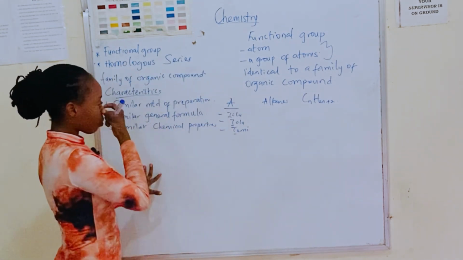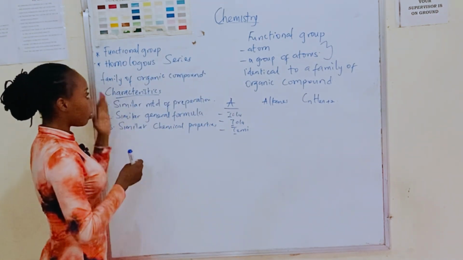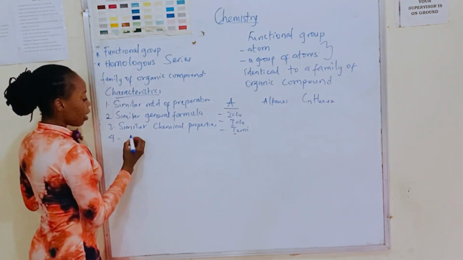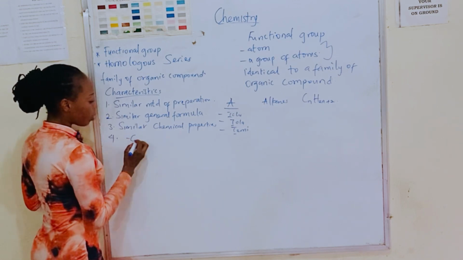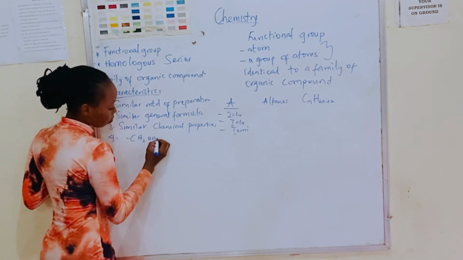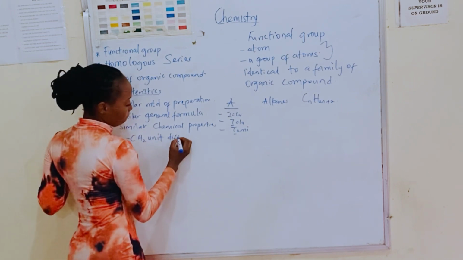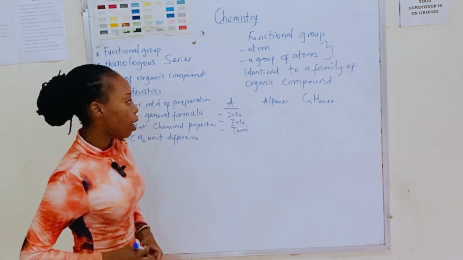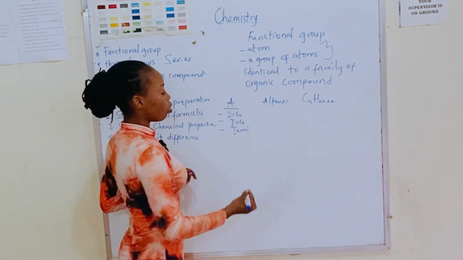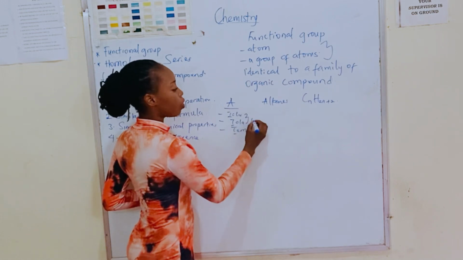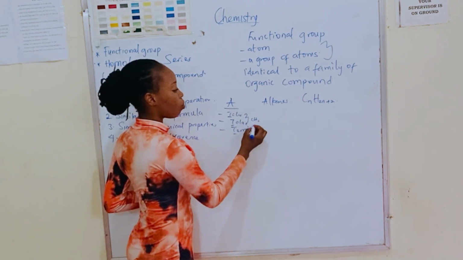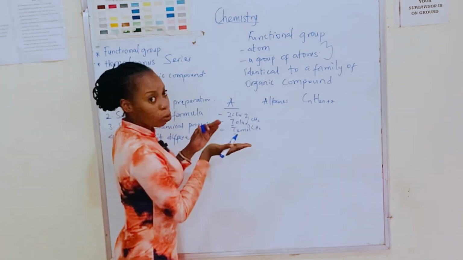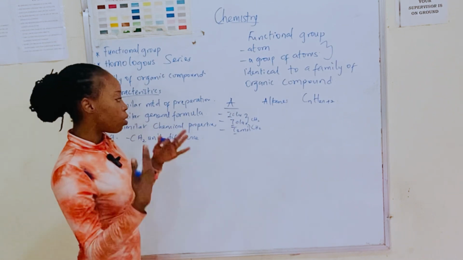Another thing that you would notice in homologous series, in families of organic compounds, is that they have a CH2 unit difference. The first member and the second member, the difference between each of them will be CH2. First member, second member will have CH2 as the difference. This and this we have CH2 as difference. First and third will not have CH2, but between one and the next, the difference will be CH2.